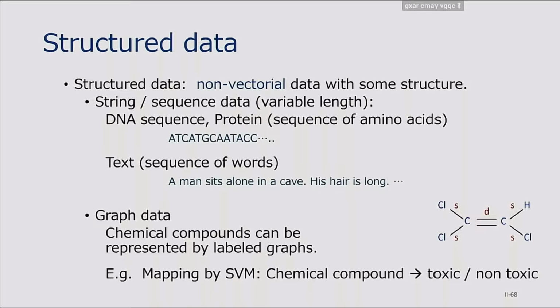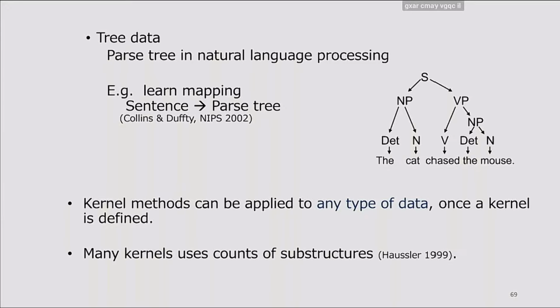And graphs. So a chemical compound can be typically expressed by a graph, and people consider some kernels for graphs. And parse trees are another example, and this is already a very classical work, but people consider kernels for trees and apply them to parse trees. That's also possible.